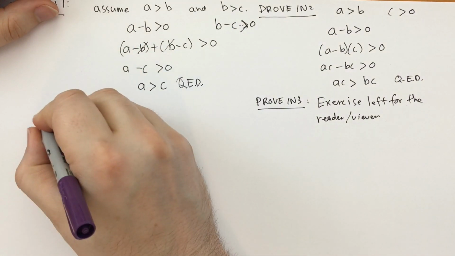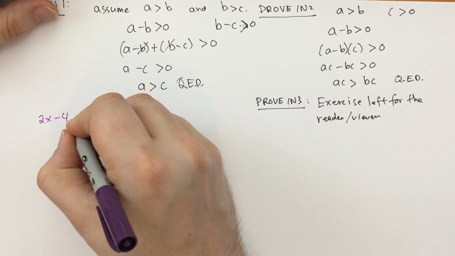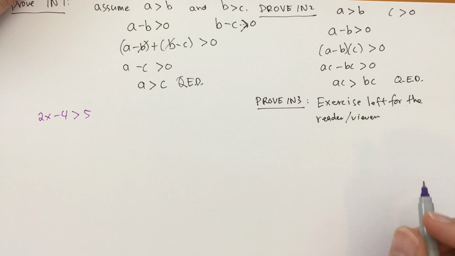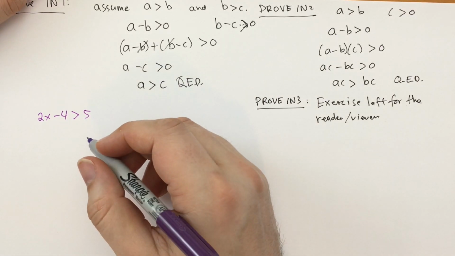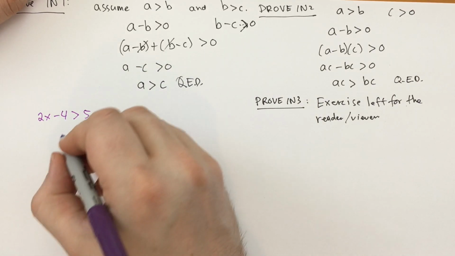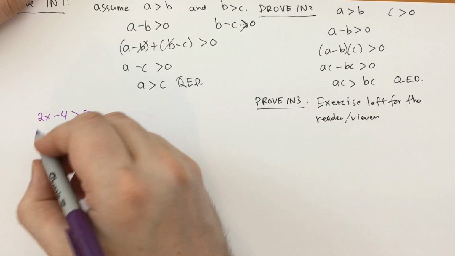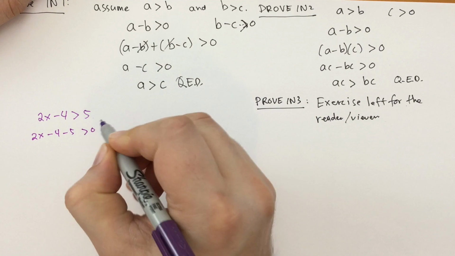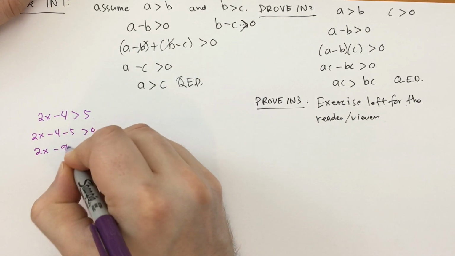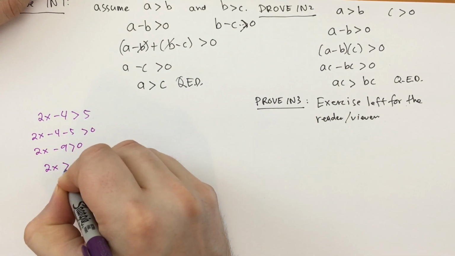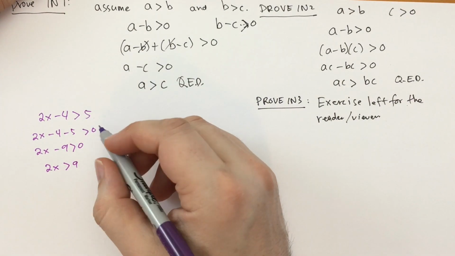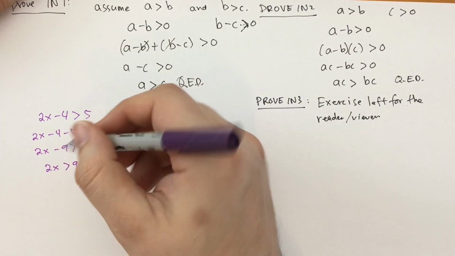Okay, so we have 2x minus 4 is greater than 5. Oh my gosh, I'm going to fail this test. What does this mean? Right? So we could remember that this is the same as 2x minus 4 minus 5 is greater than 0. We say that's the same as 2x minus 9 is greater than 0, which means 2x is greater than 9. And oh, I think I know what I'm doing now. This seems to be a little easier, which is one way to do it.